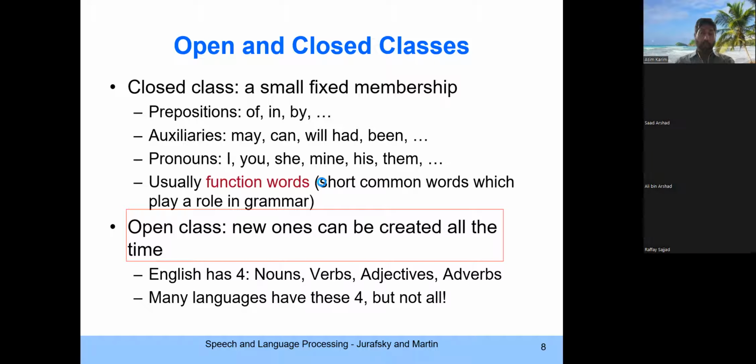Then, of course, you can think of things as well. For example, the word iPhone. So iPhone, iPad, these are nouns, but they were coined in the last 10, 15 years. So we didn't have these nouns before the 21st century.